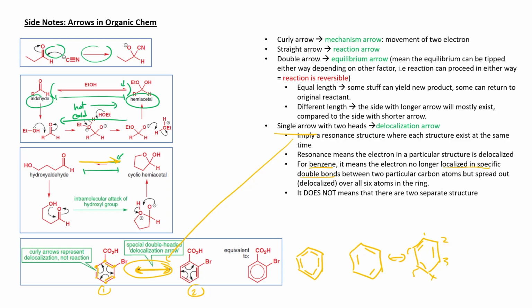It does not mean that there are 2 separate structures. It does not mean that the 2 structures are changing back and forth. You need to be careful about that. The arrow here is not a mechanism arrow. When you see this delocalization, you just want to show that the electrons can move here and there, not as a mechanism, but to show that the electrons are not fixed in one place.